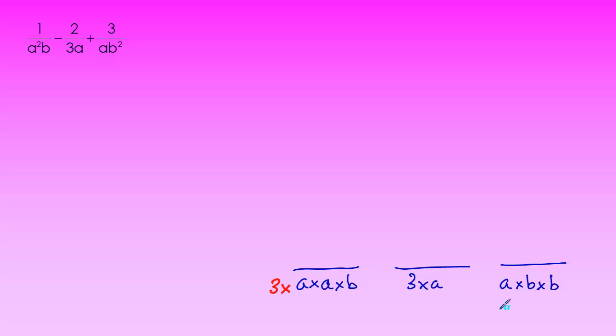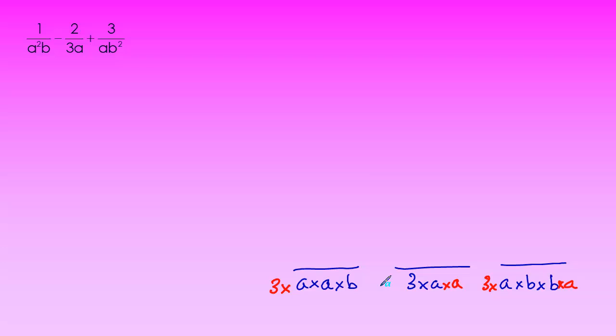Now we've got 3 fractions here. The first one has a times b. The second one's got 3 times a. And the third one's got a times b times b. Now clearly they've all got to have a 3, so we need to multiply a 3 in here and here. They all need 2 A's, so we need an extra A on this one and an extra A on this one.